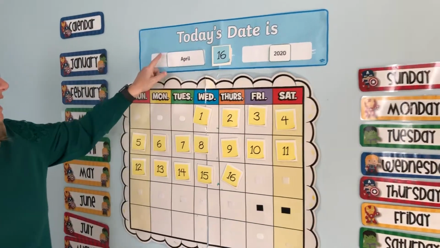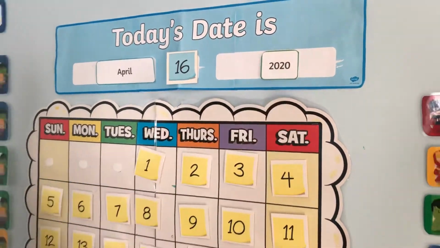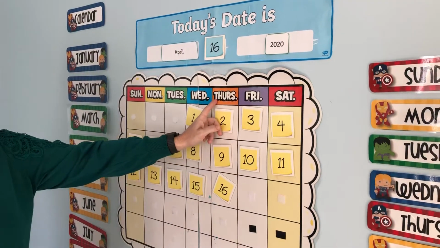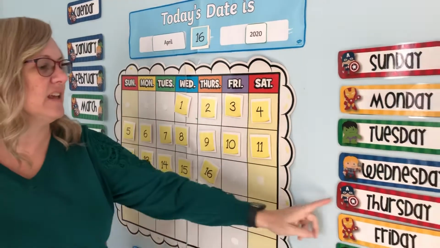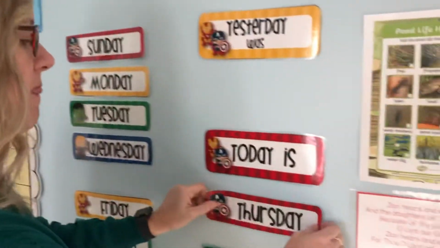So let's say it together. Today is April 16th, 2020. Now, we look up the calendar to figure out the day of the week. The day of the week starts with a TH. That is Thursday. So today is Thursday.